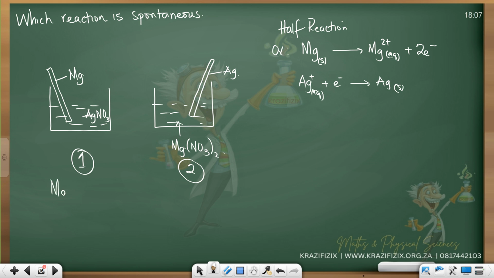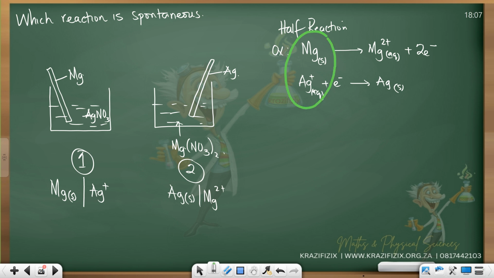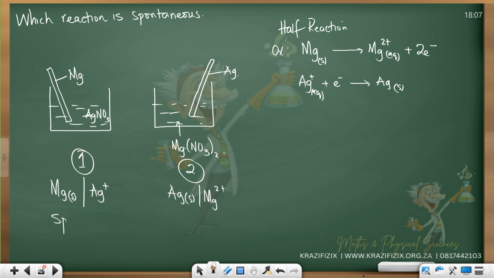Okay, let's come back to our sample. In our sample, what do we have? We have Mg solid here, and we have silver nitrate here. For this one, what do we have? Silver solid. Okay, which one do we have? I'm looking for that. So number one is spontaneous. And this one is non-what? Non-spontaneous. Why is that?